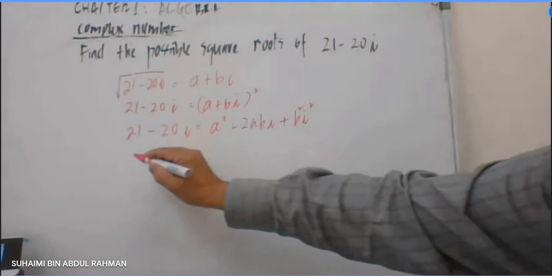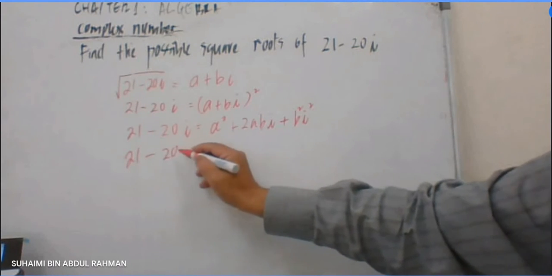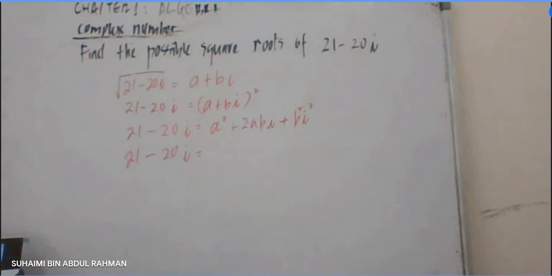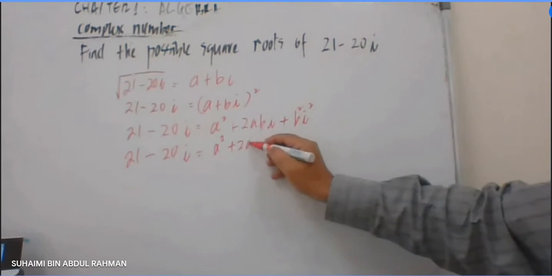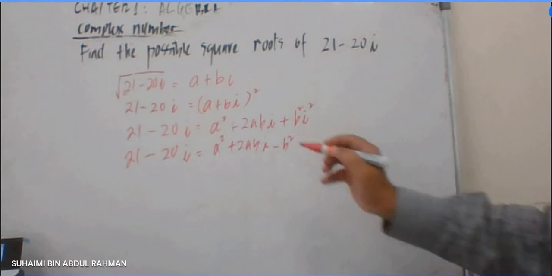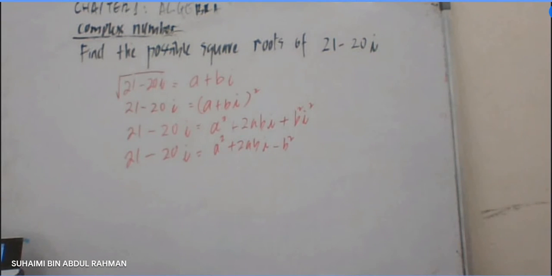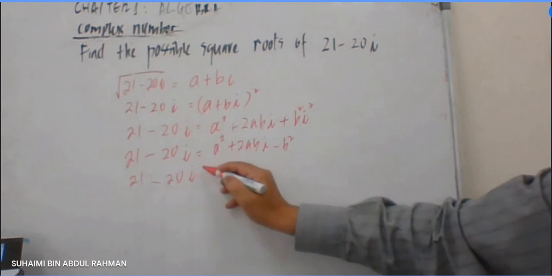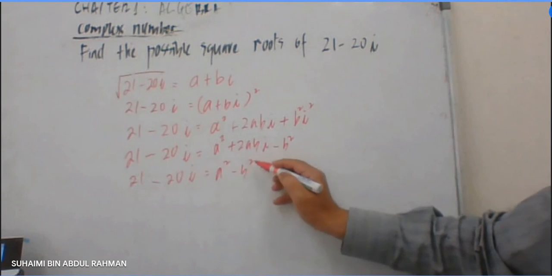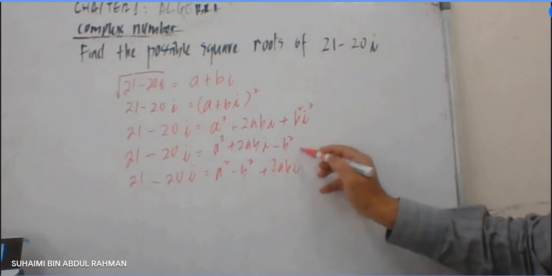So we have 21 minus 20i. We change i square to minus 1. a square plus 2abi minus b square. So 21 minus 20i equal to a square minus b square plus 2abi.